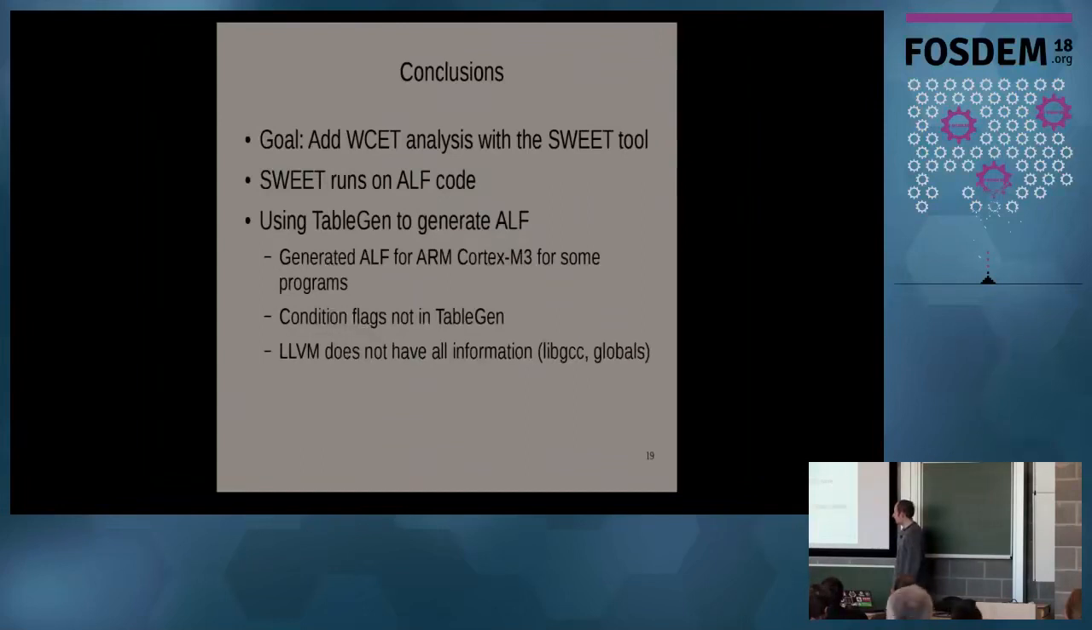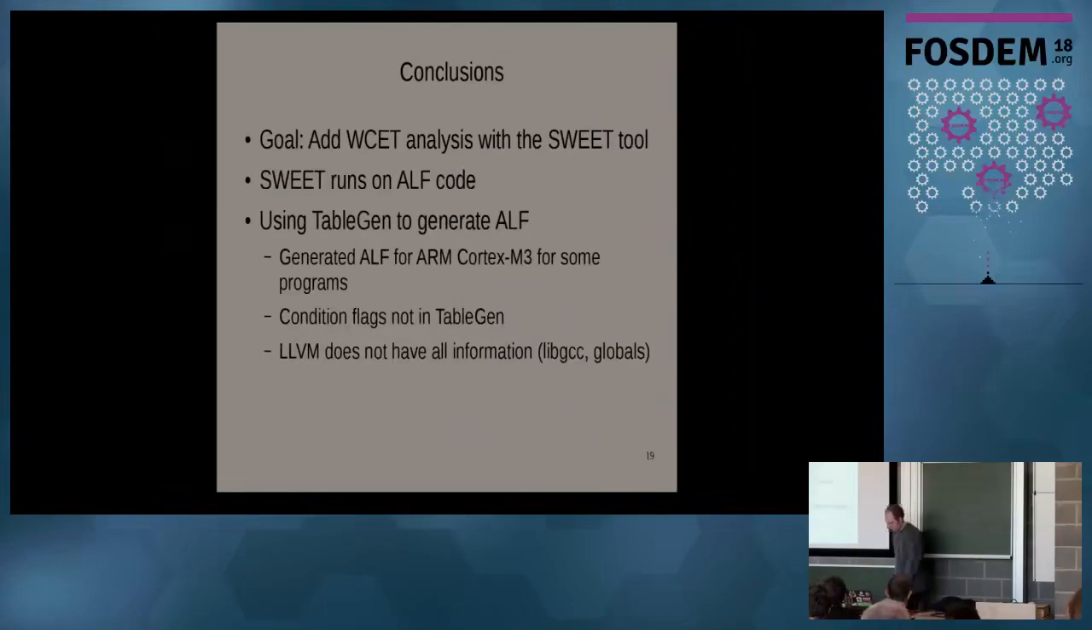I managed to get it working for the Cortex-M3 for some programs that do not have, for example, floating point calculations. I found out that I needed to know the conditional flags, like the zero flag and so on, and these are not in TableGen because the compiler doesn't care about them, apparently. Bottom line, LLVM does not have all the information required to do this, because for all general or non-trivial code, parts of the functions are in libgcc.